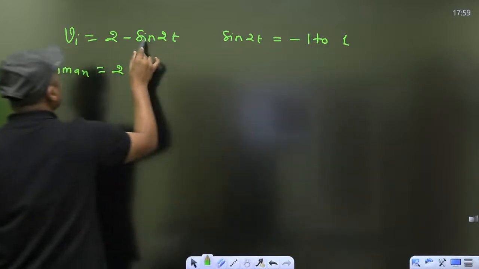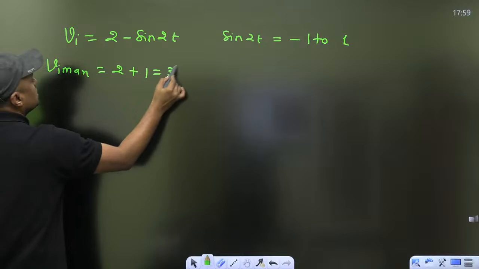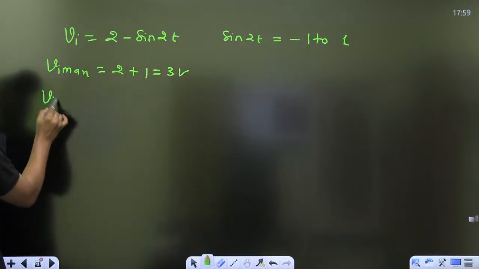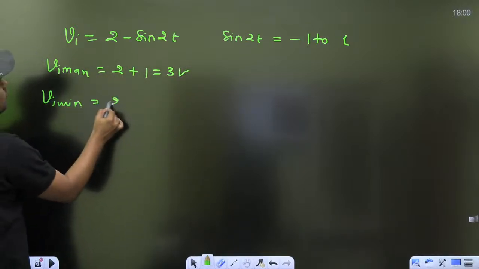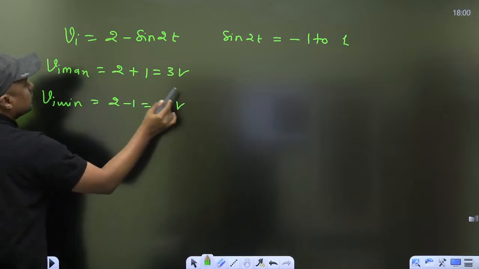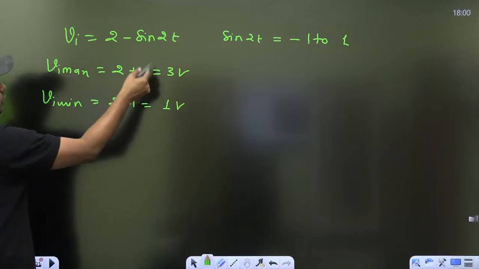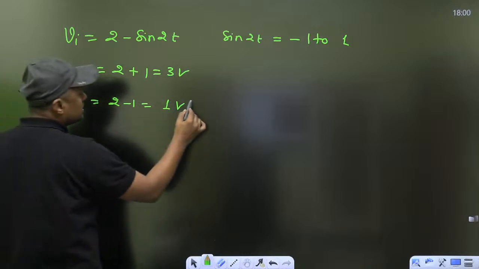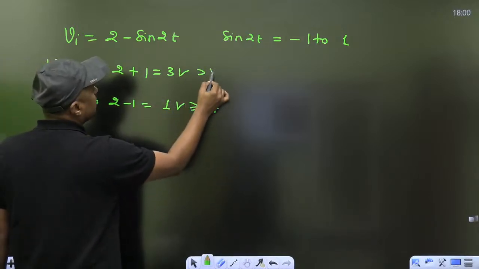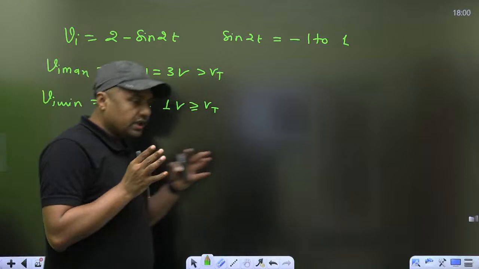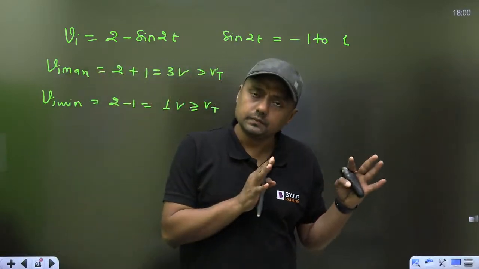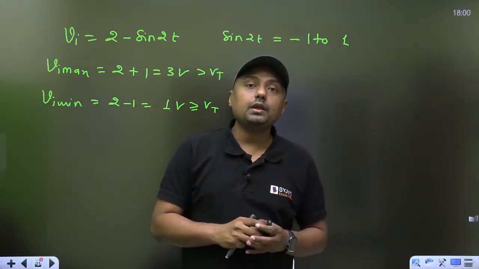When we are putting minus 1, minus plus, so what is the total voltage? 3 volt maximum. What is the minimum value? 2 minus 1, that is 1 volt. So 1 volt is greater than VT, 3 volt is also greater than VT. And that's why throughout the range of the input, it will be in conduction mode.